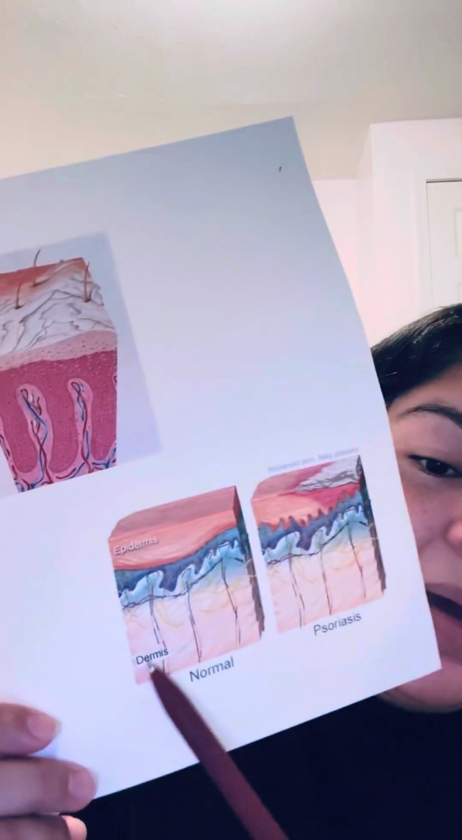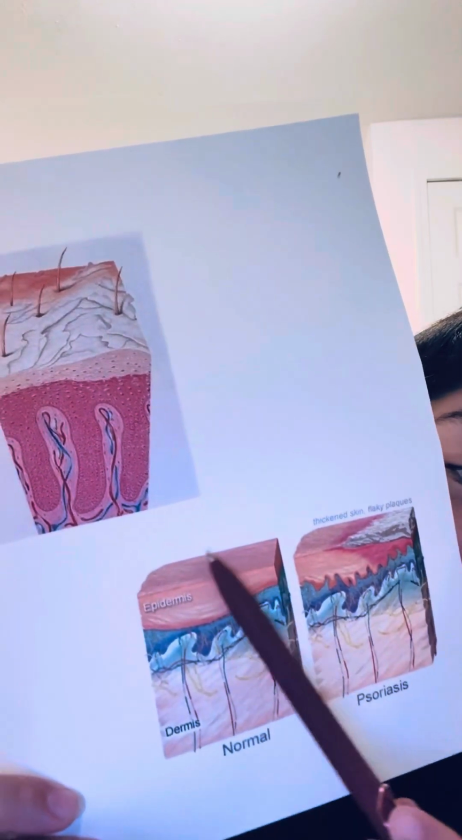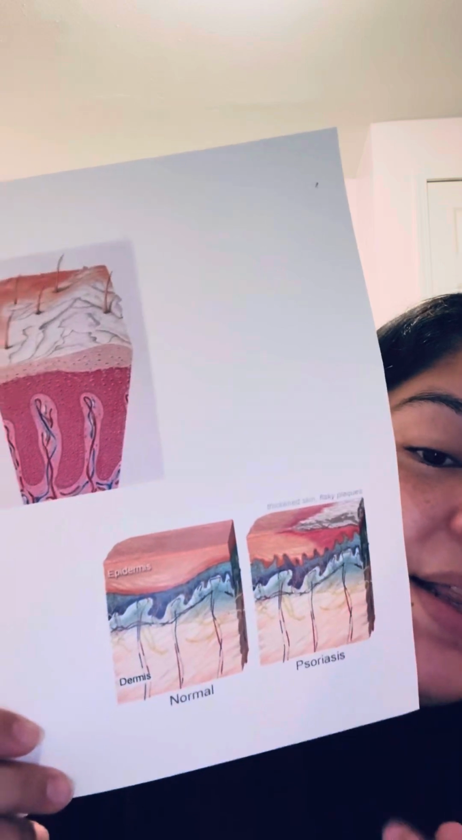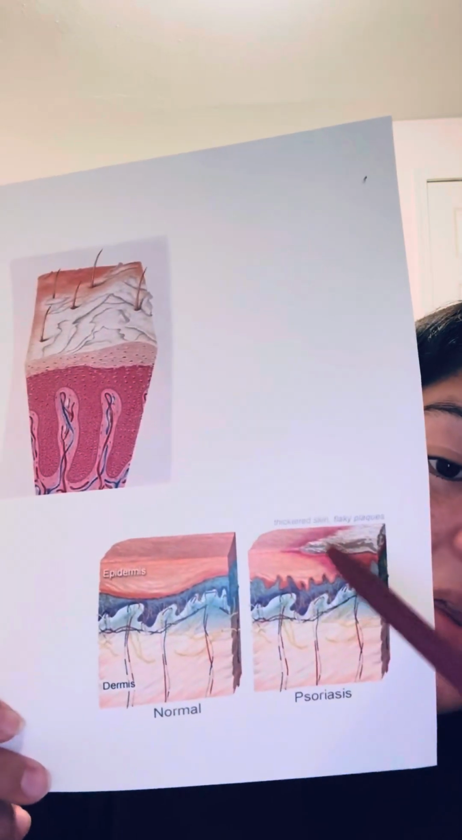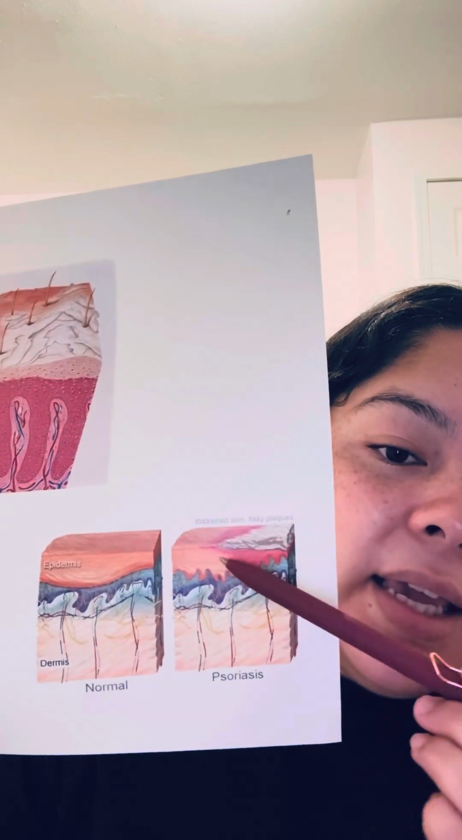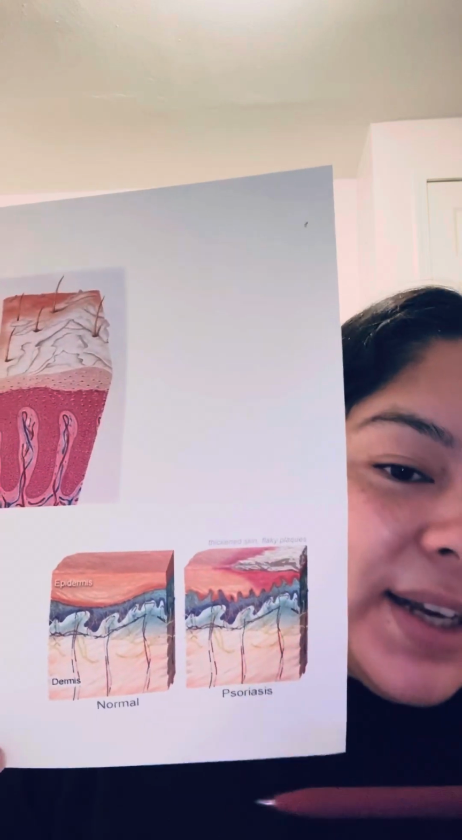So to give you an example, this is what normal skin would look like. As you can see, there's no patches, it's very smooth, and it looks very silky. And on this side right here, there are patches, the skin is thickened, and it just looks scaly. So this just shows how important normal skin structure really is.